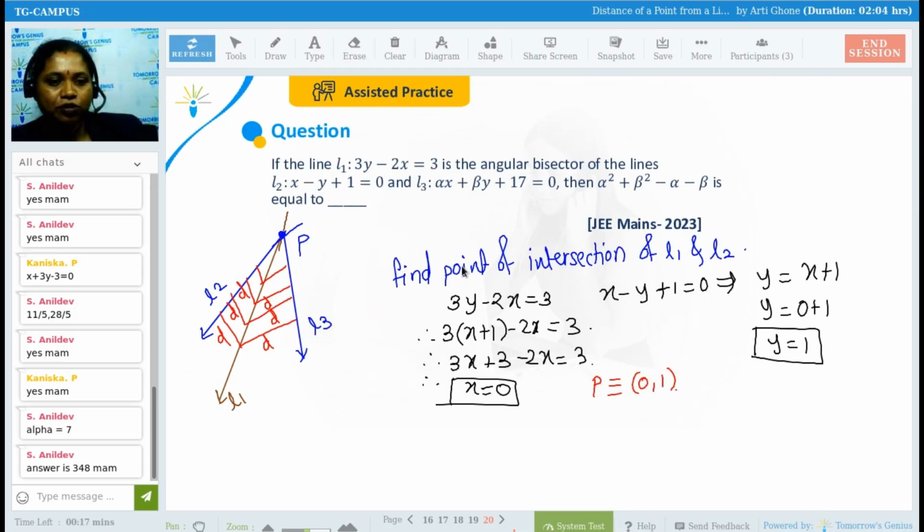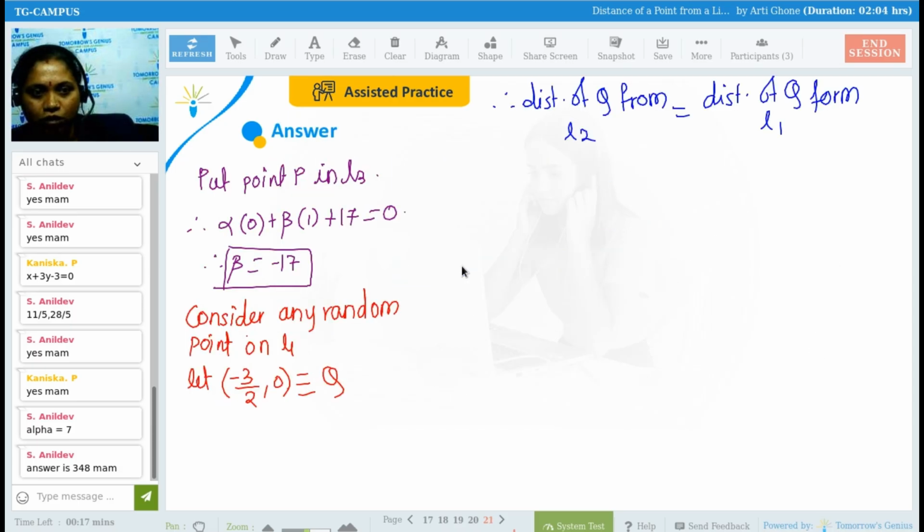Clear? What alpha value did you get? Alpha is equal to 7. Very good. So alpha is equal to 7, got by the 348, is the correct answer. Alpha is equal to 7 is absolutely correct. But now we have two more candidates, so I have to give time to them also.